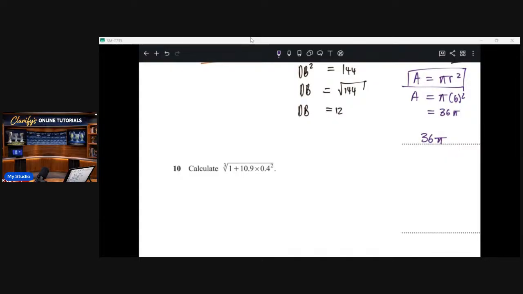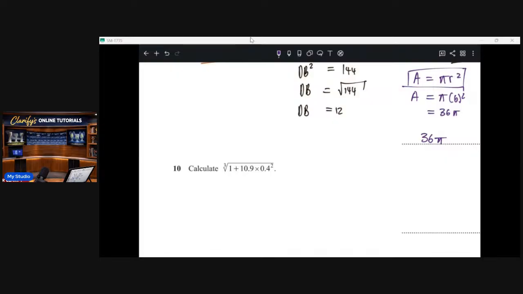They want you to find the cube root of, altogether in brackets, 1 plus 10.9 times 0.4, all squared. They want you to find the cube root of all that: 1 plus 10.9, then times 0.4 squared, without a calculator. So this is what we call a topic of rounding and estimation.